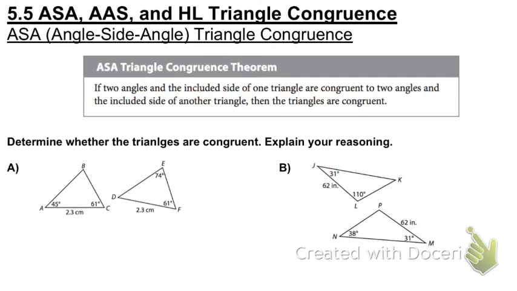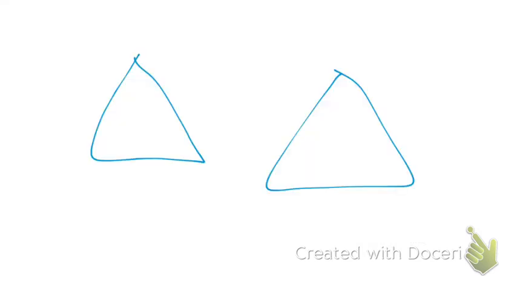So before break, in 5.4, we just kind of recapped them a bit too. We learned side-side-side, SSS, and side-angle-side, SAS. We're going to learn 3 more today and how they work. So the first one is angle-side-angle, okay? So this is 2 congruent angles and the included side.